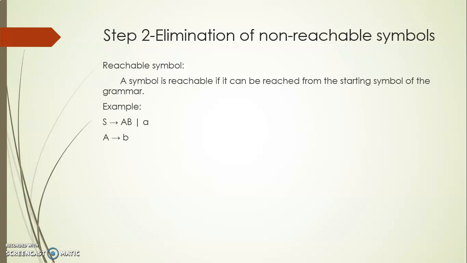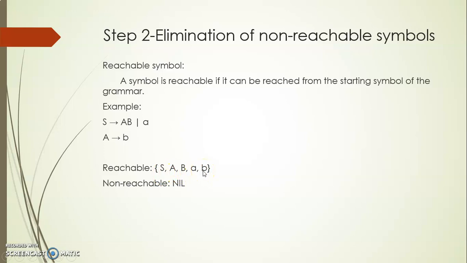Why do I say that I am able to reach AB and small a? Because it is present in the production of S. That is, whatever is present in the expansion of S, the right hand side of the production of S, we say that is reachable. Since A is reachable, all the symbols that are present in its expansion are also reachable. Thus the reachable symbols of this grammar are S, A, B, a.